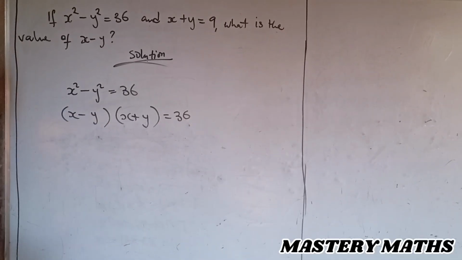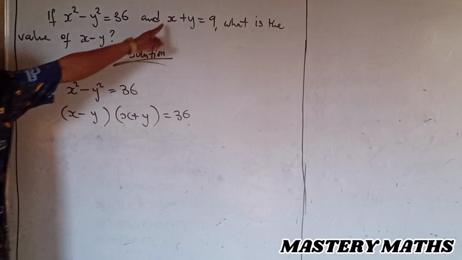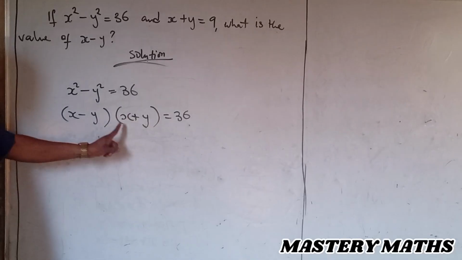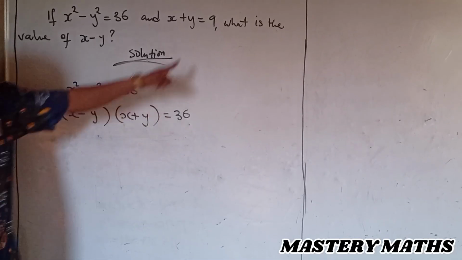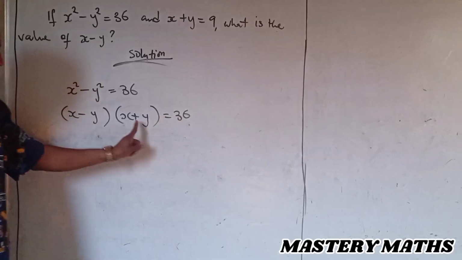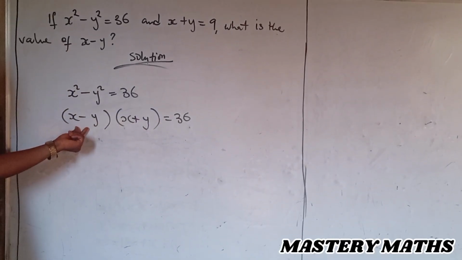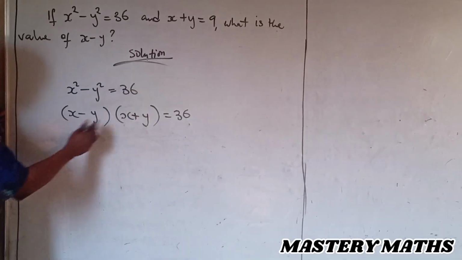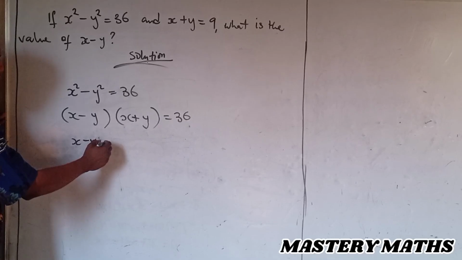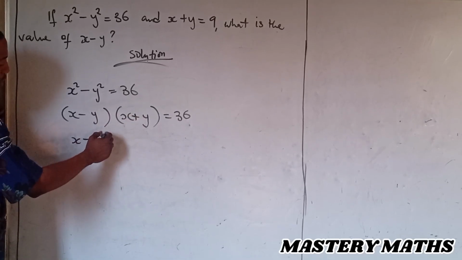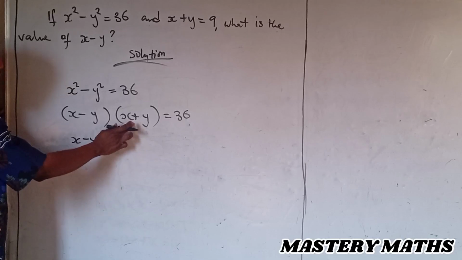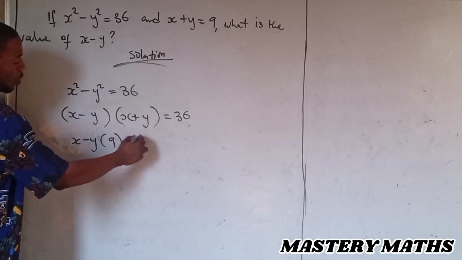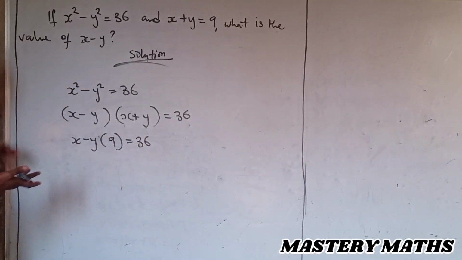Now let's substitute. If you watch, x plus y is equal to 9. So it shows that anywhere you see your x plus y, replace it with what? With 9. Then we'll now get our answers here. So to rewrite this, we replace it with substitute. So it will be x minus y. Shut it down. Then you open the brackets, replace this with 9, then equal to 36.